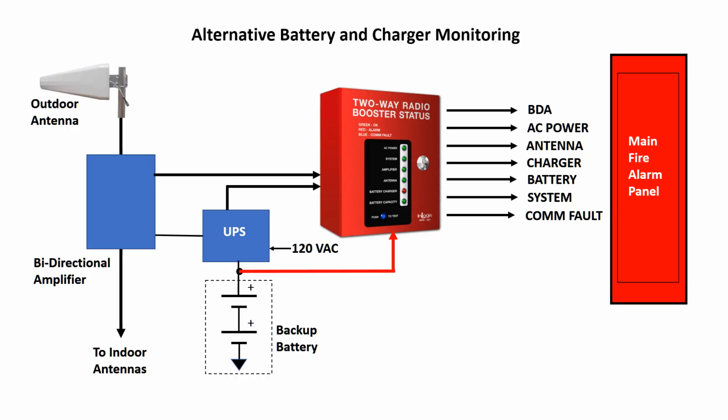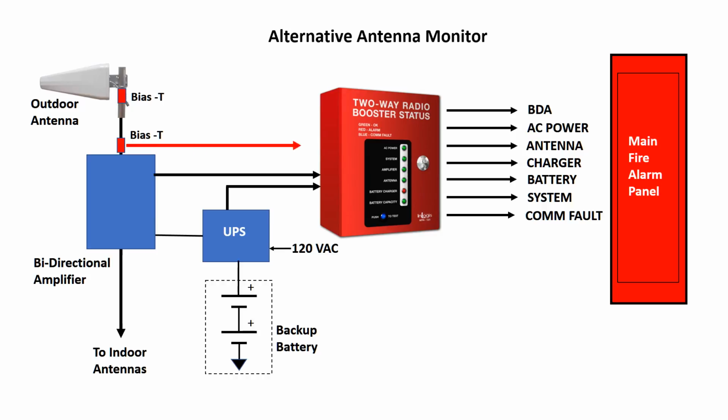All you need is a connection from the main battery to our unit. Likewise, we can monitor the donor antenna feed to detect problems. Using some low-cost bias T fittings, we can detect if the antenna feed is open or shorted due to a kink, a loose connector, or is inadvertently severed or disconnected.